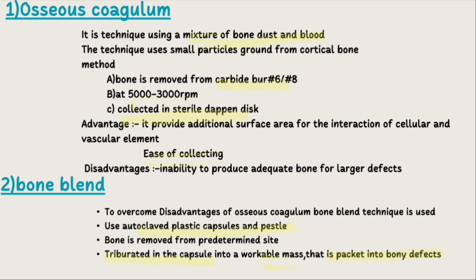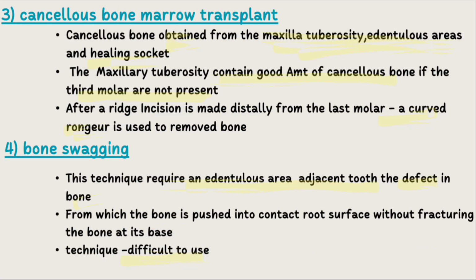Bone blend. To overcome the disadvantages of osseous coagulum, the bone blend technique is used. This method is used when more bone is needed. In bone blend, first the bone is collected, then we place it in a sterilized plastic capsule, then it is ground into a smooth workable paste, then we pack it into the bone defect areas.